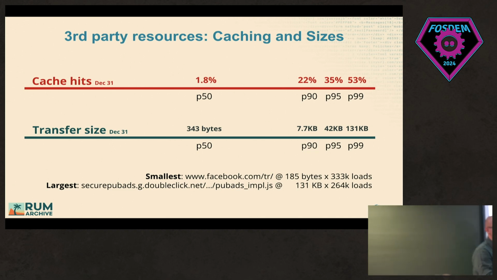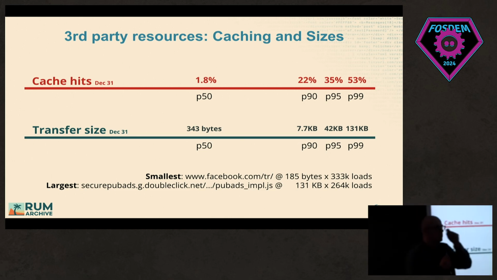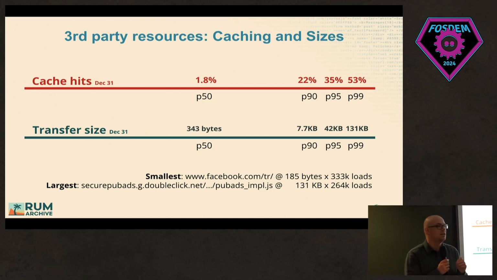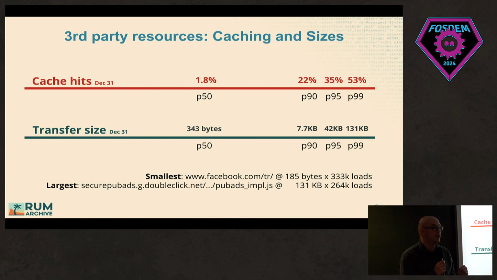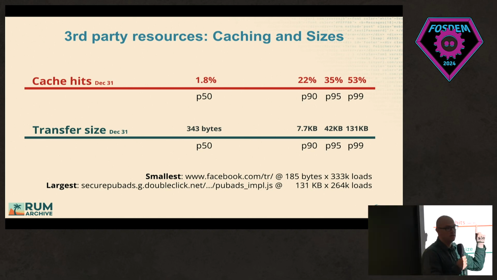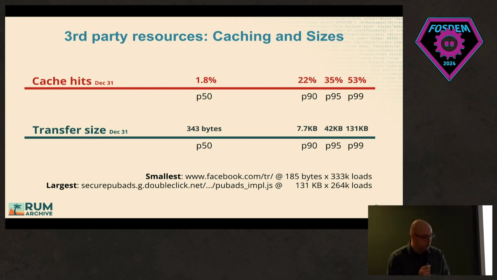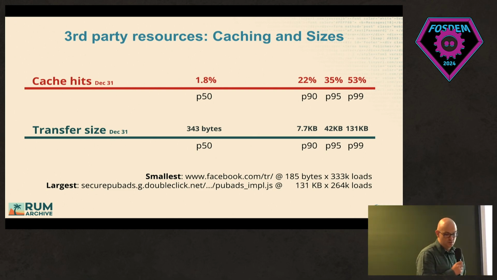This might not be a huge problem, though, because most of them are also quite small. Most of these are tracking pixels that are just a few hundred bytes in size, though there are definitely outliers. One of the bigger ones that I found was a Google Ads JavaScript that was 131 kilobytes compressed. That's massive. And that was loaded over 260,000 times in a single day. So a very big impact just from that one external resource.